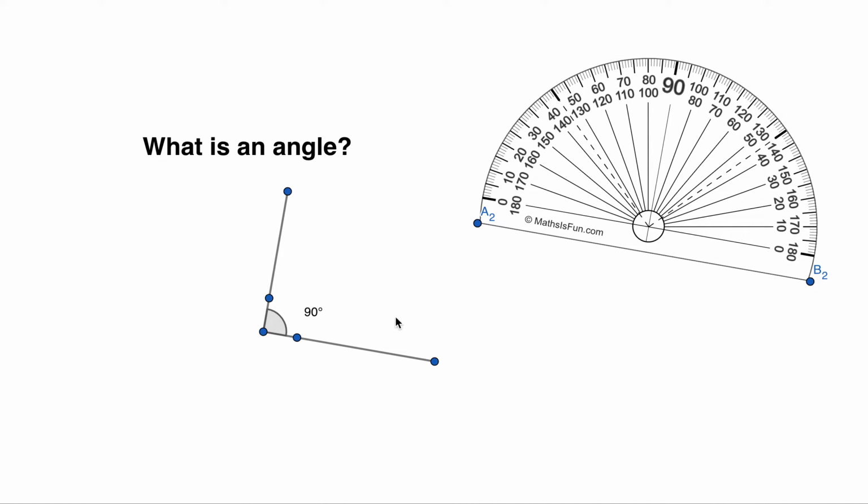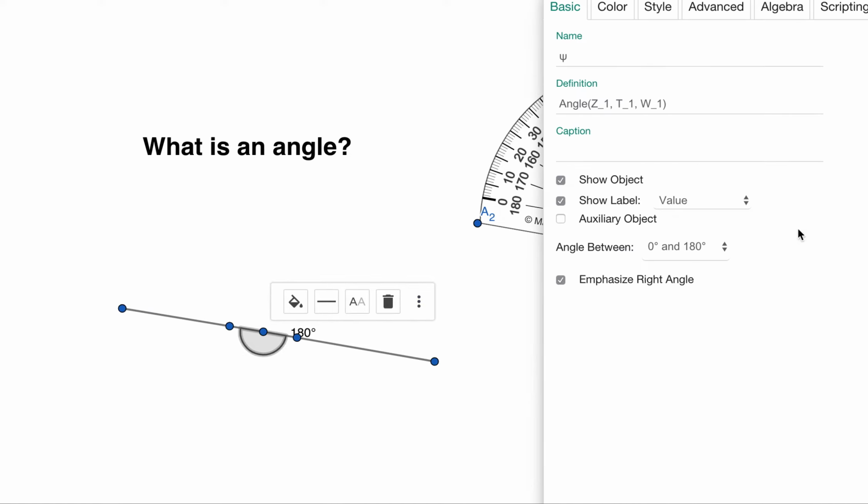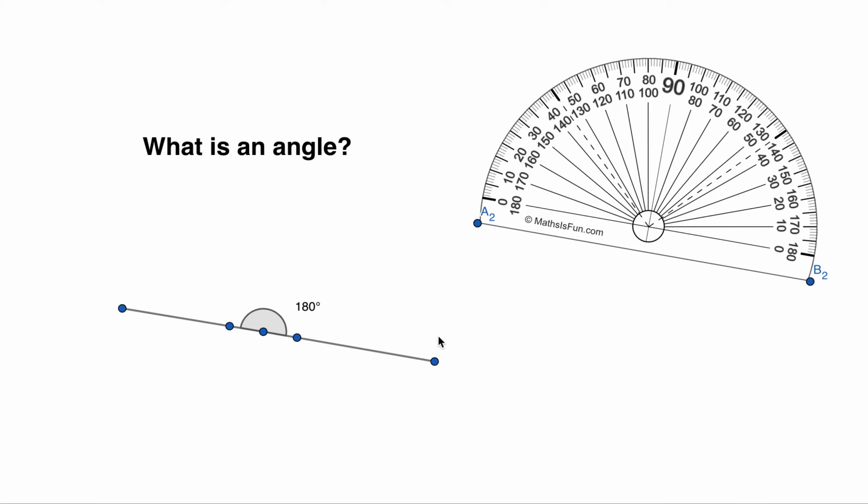So that's 90 degrees. If we continue, we can go all the way up to 180 degrees. Let me change some settings here: let's go between 0 and 360. There we go. So this angle is 180 degrees. We've opened that angle all the way to 180 degrees. What do you notice about 180 degrees? It forms a straight line, right? It's along the bottom of this protractor. So when we do 180 degrees, you go halfway around, and it forms a straight line. That's important as well.